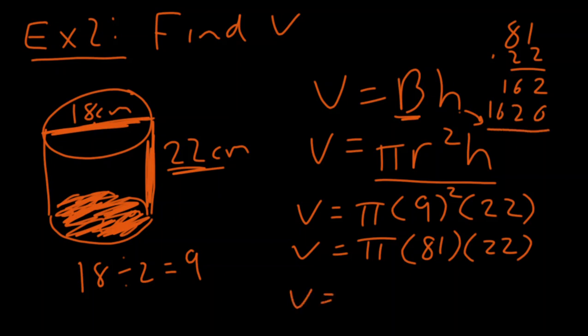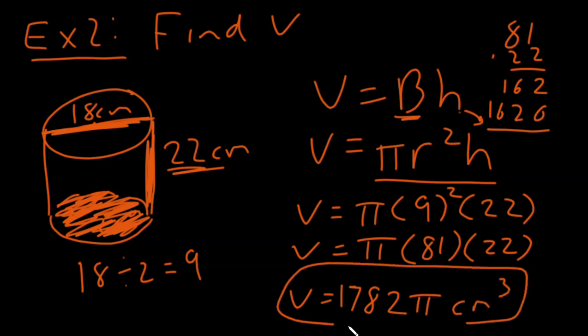We get the volume equals, and 2 plus 0 is 2, and 6 plus 2 is 8, and 1 plus 6 is 7, and then we'll just drop that 1 in front. It turns out our volume is 1,782 pi centimeters cubed. Once again, if you want the decimal, you can just type 1,782 pi into your calculator, hit enter, and you'll get that decimal.